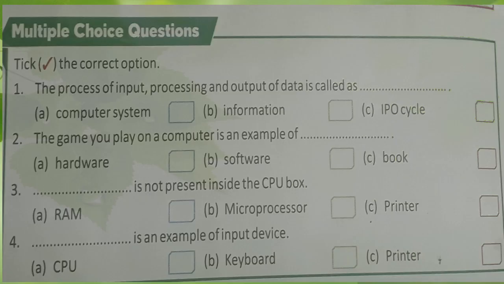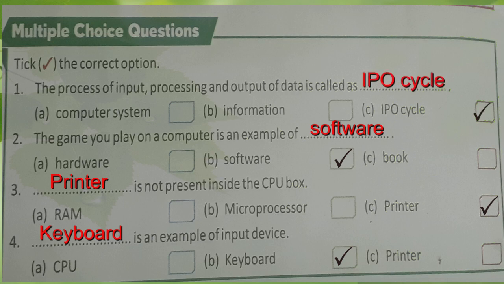Good. I will repeat the answers. The process of input, processing and output of data is called as IPO cycle. The game you play on a computer is an example of software. Printer is not present inside the CPU box. And the last one is keyboard is an example of input devices. Very good.